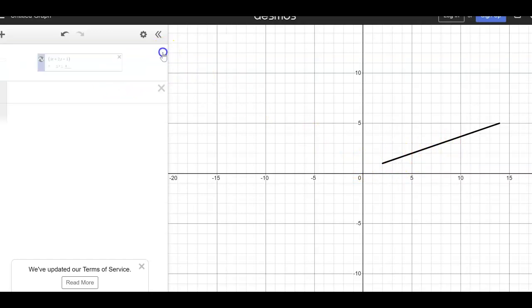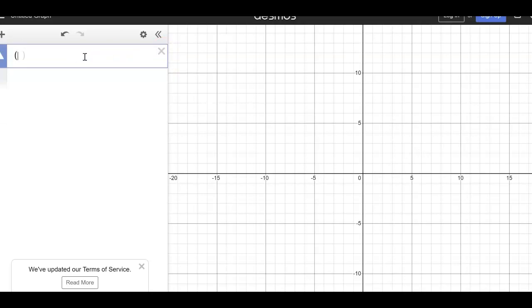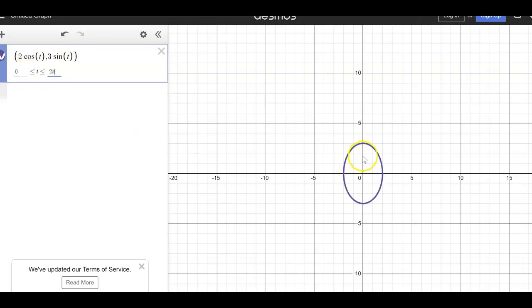If we do the other one, same kind of thing. It was 2 cosine of t and 3 sine of t. And then we went from 0 to 2 pi. So you see that ellipse coming out.